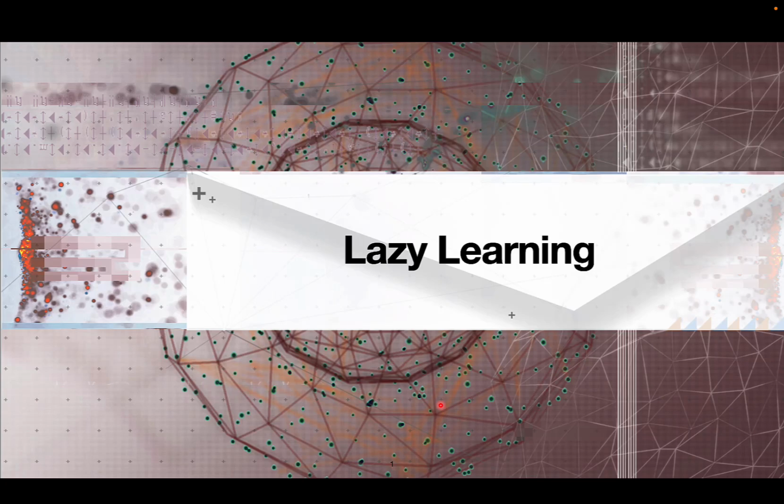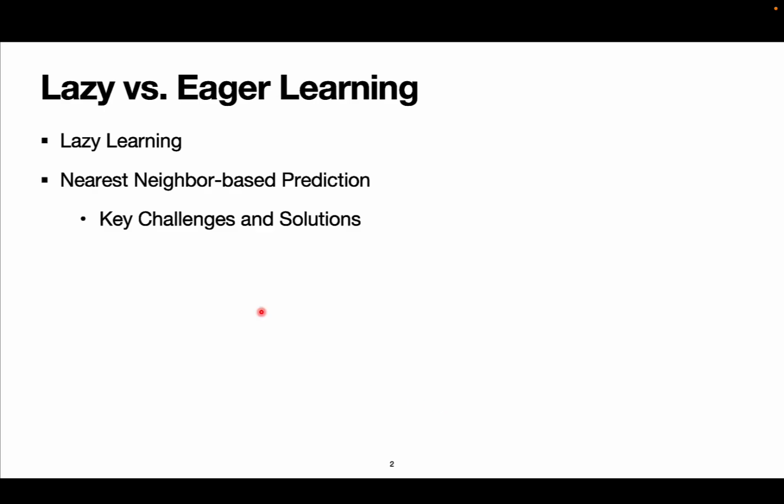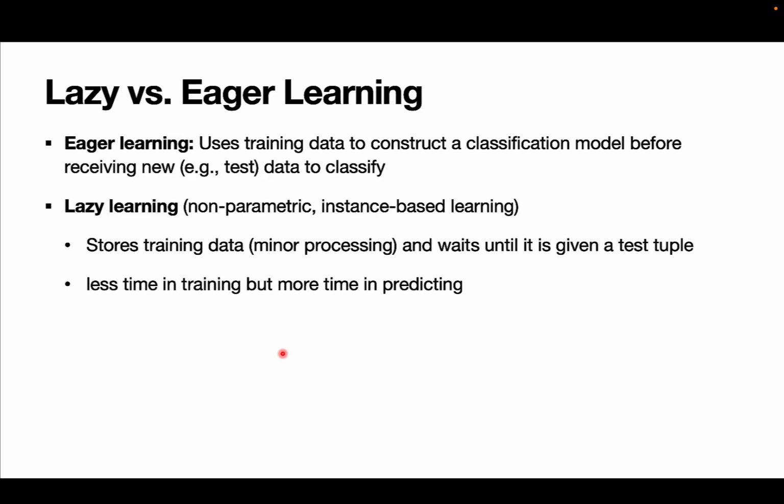In this lesson, we discuss lazy learning. We will go over lazy learning, the famous nearest neighbor-based prediction, and discuss challenges and solutions. So far, we built classifiers, trained them with examples, and used them to make predictions. This is the eager approach.